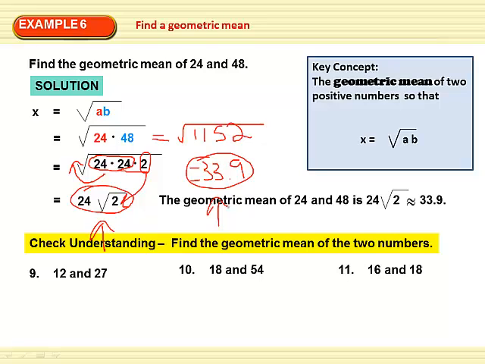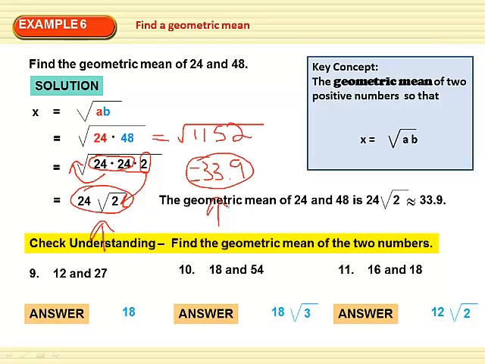Okay, so we have the geometric mean of the two numbers. So we have 12 and 27, 18 and 54, 16 and 18. So you can do those on your own. You should get the answer for 18 for number 9. 18 root 3, again, this is simplest radical form for 18 and 54. And 12 root 2 for 16 and 18. So check to see if your work actually matches up with the answer.